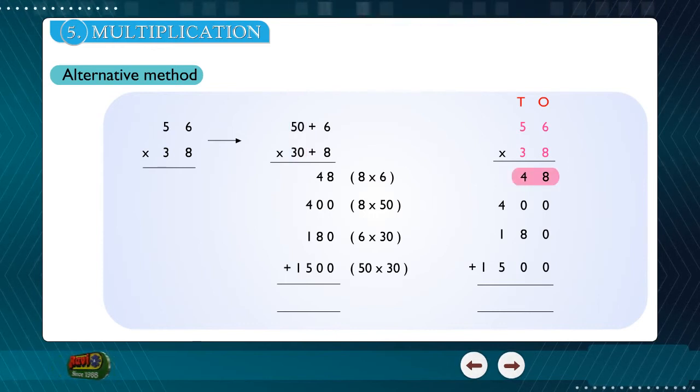48 plus 400 plus 180 plus 1500 is equal to 2128. 56 into 38 is equal to 2128.